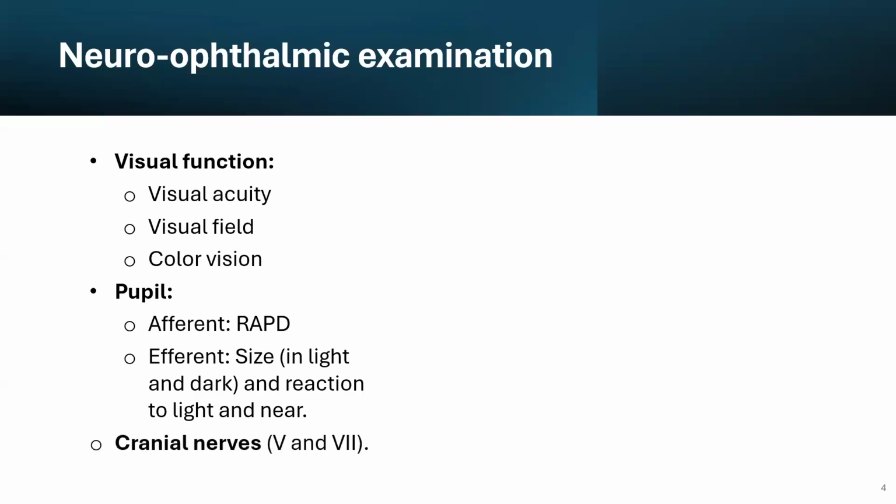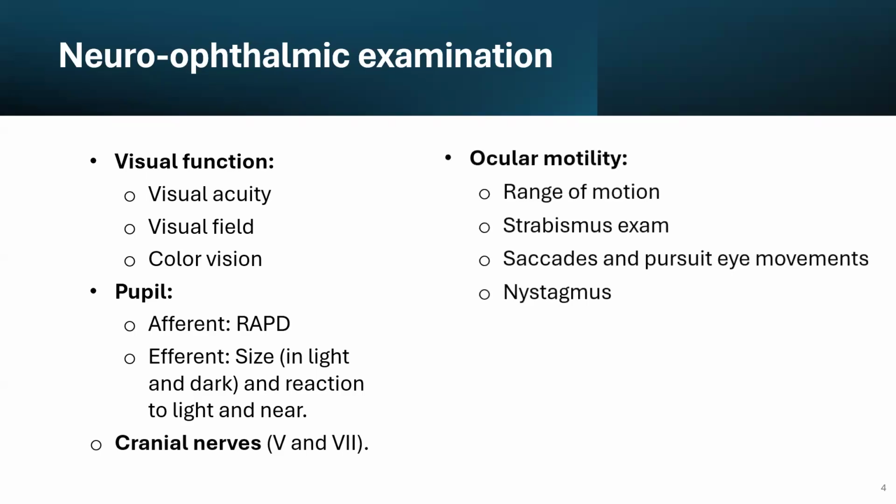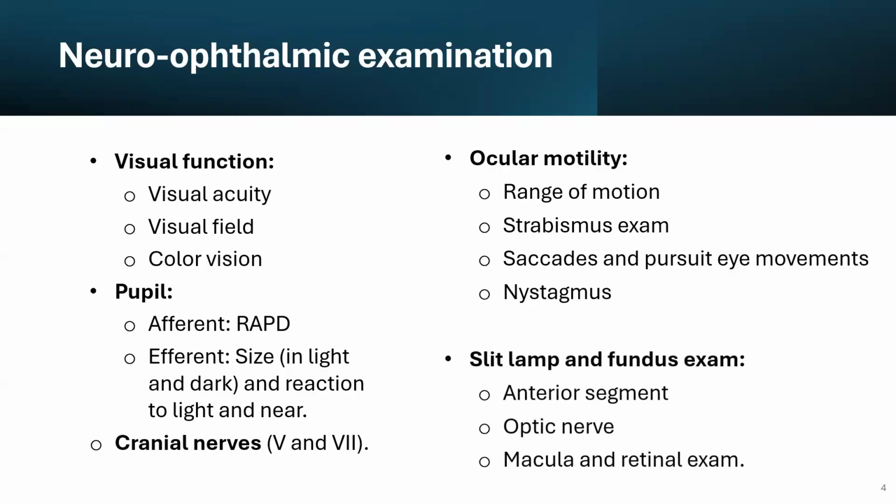The cranial nerves, including cranial nerves 5 and 7. The ocular motility, the range of motion, strabismus exam, either with Maddox rod, cover and uncover. I think this was covered nicely by Dr. Faisal Khair in his lecture. Saccade and pursuit eye movements. The saccades are the fast eye movement, pursuit are the slow eye movement, and look for nystagmus. And then finally, go for slit lamp examination and the fundus exam. Look at the anterior segment, including the cornea, lens, and look at the retina and the optic nerve.